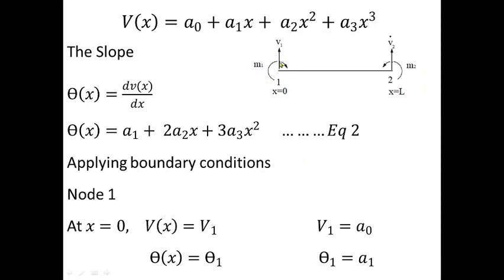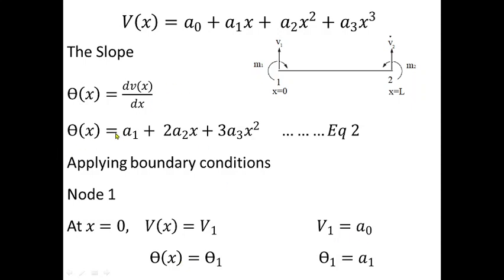Now let us apply the boundary condition at node 1. What does the boundary condition state? At x equal to 0, v of x will be equal to v1. So instead of v of x, you substitute v1. Then v1 is equal to, if you substitute x as 0, the a1, a2, a3 terms multiplied by 0 become 0, leaving a0. So at x equal to 0, v of x changes to v1, and v1 is equal to a0.